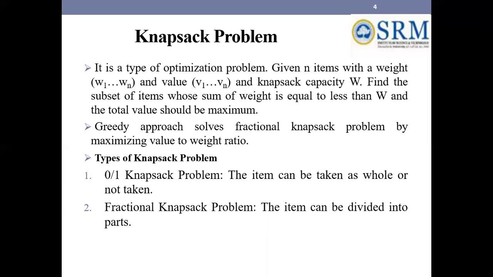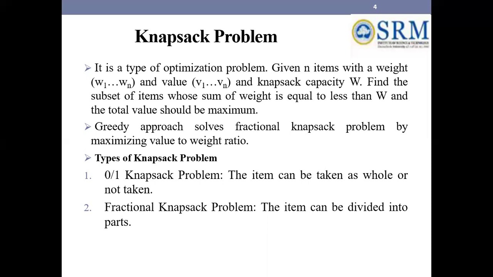For example, one item weight is 5 kg. So we can divide it based on the availability of knapsack capacity. We can divide the given item into subparts. For example, 5 kg into 2 kg and 3 kg. 2 kg can be added to the knapsack, 3 kg cannot be added. So the product can be divided or partitioned. That is called the fractional knapsack problem.